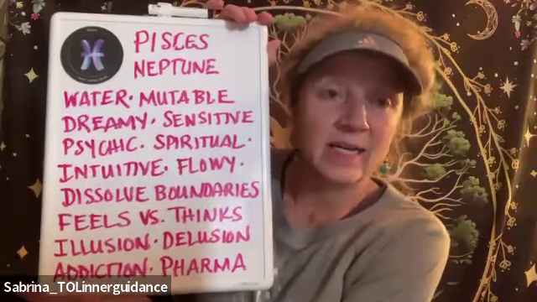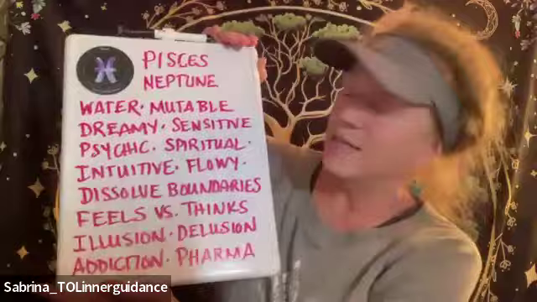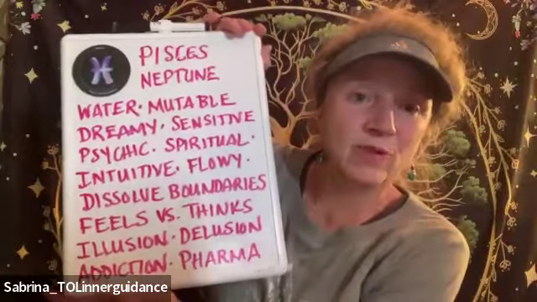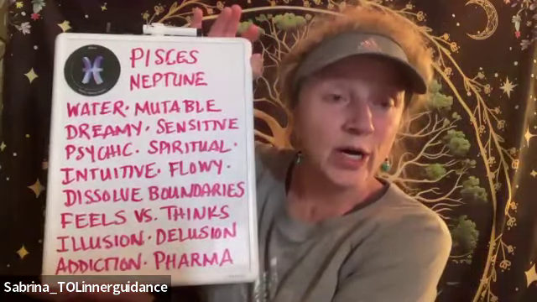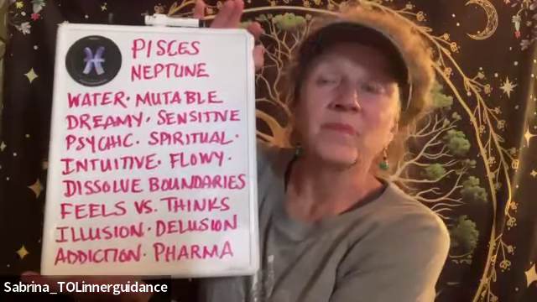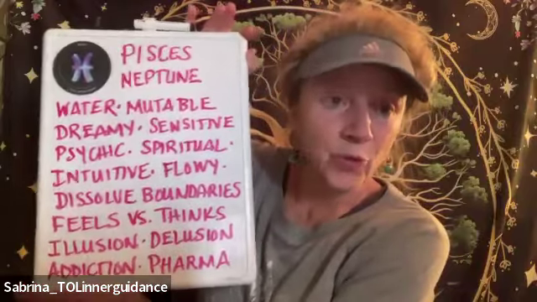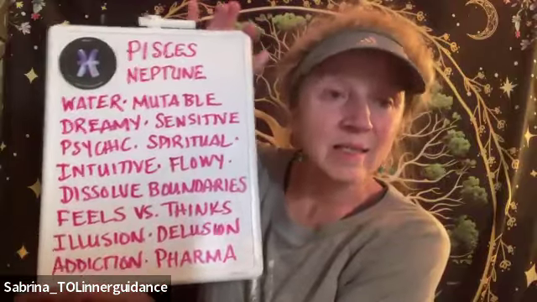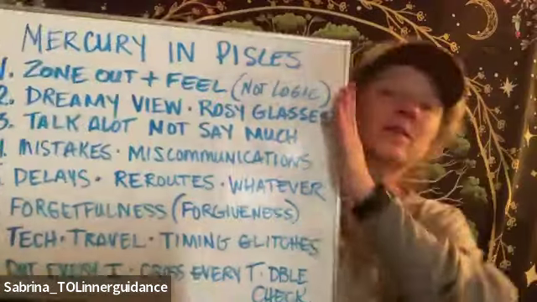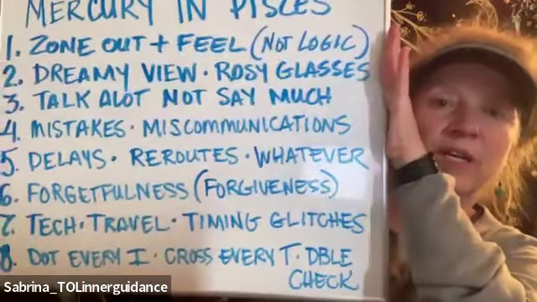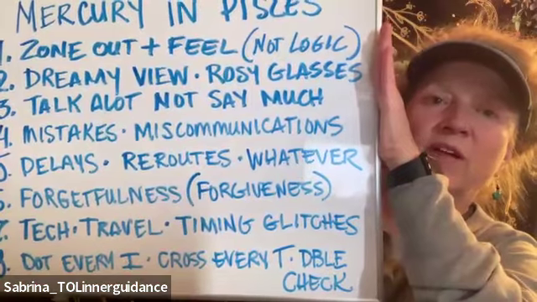Watery, very psychic, dreamy, sensitive, intuitive, dissolving the boundaries. It's not going to have those Gemini, Virgo, logical, we want to think this through. Pisces Mercury, they want to feel things. They want to feel things. Okay. And just one more quick reminder here. These are the things that could potentially go on here. Okay. Zone out and feel instead.